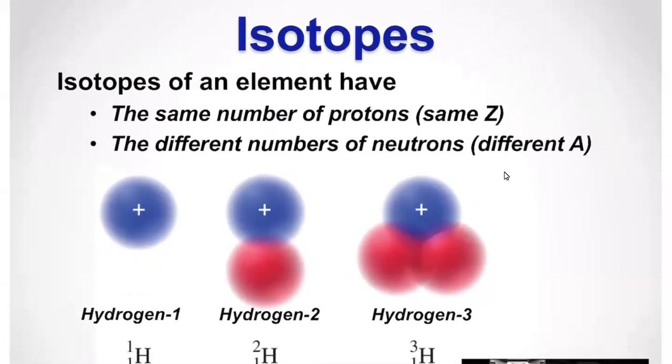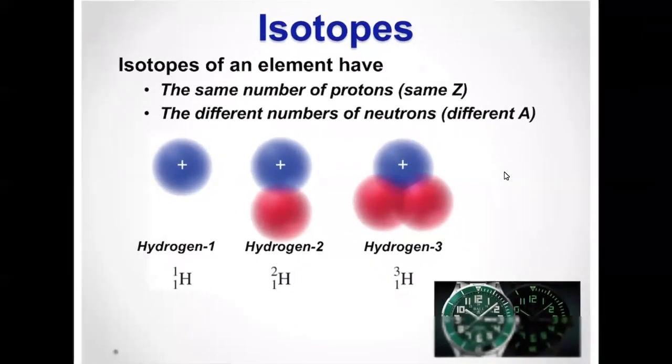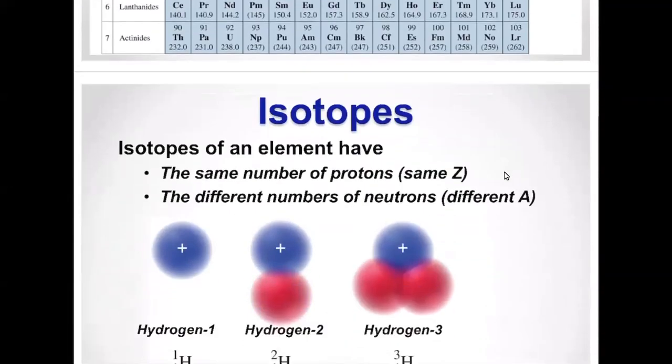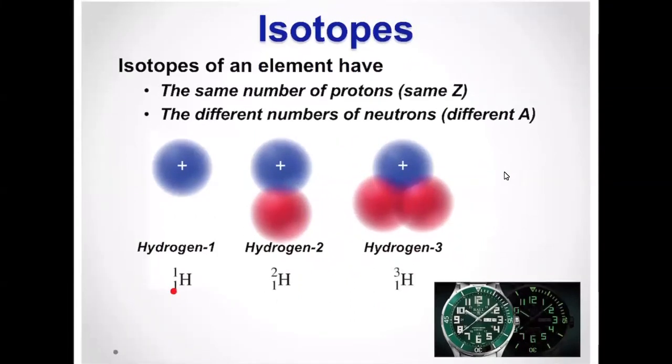So an isotope of an element will have the same number of protons, the same Z number, atomic number. But what differs for isotopes is their number of neutrons. So they have a different mass number. Okay, so looking at the isotopes of hydrogen, we can see they all should have a 1 for their atomic number. And again, looking at the periodic table, hydrogen is 1. So the atomic number is the same because they're all hydrogen atoms.